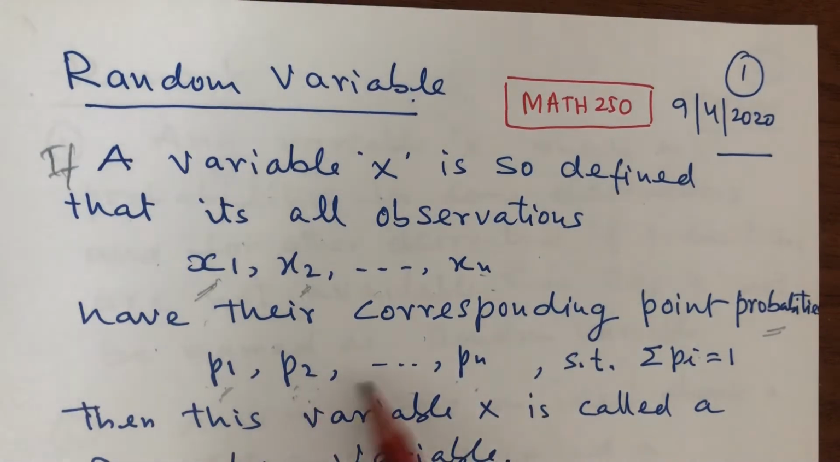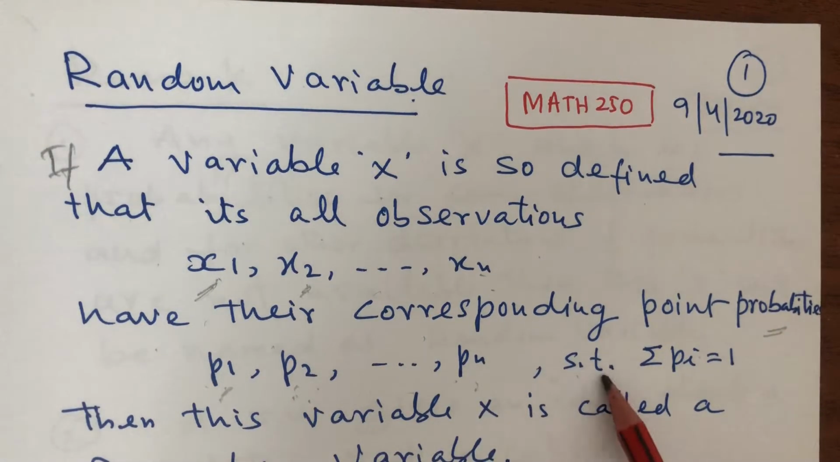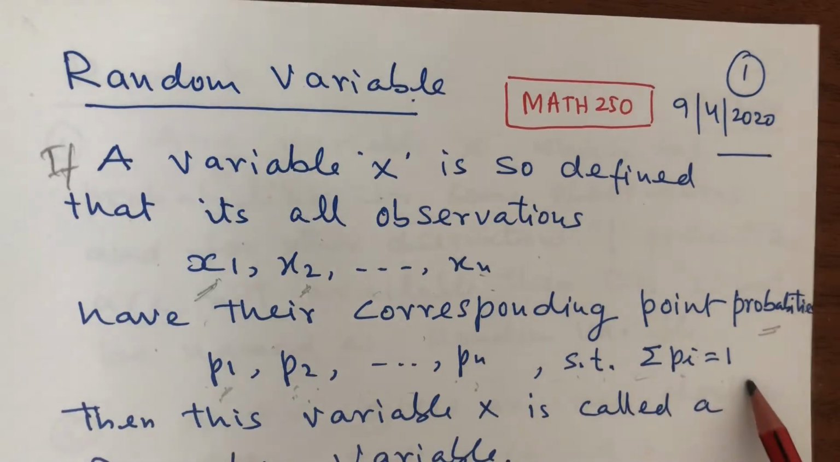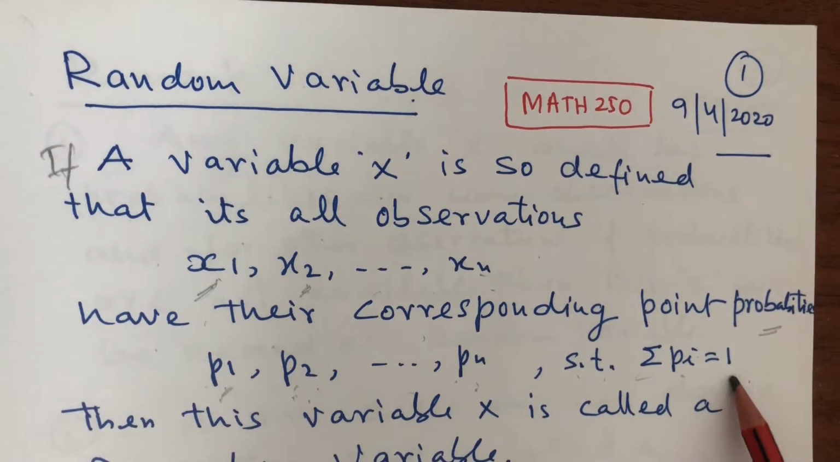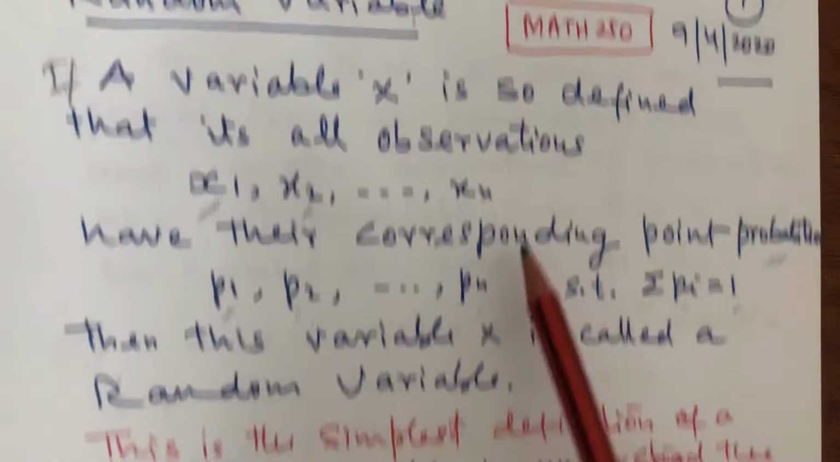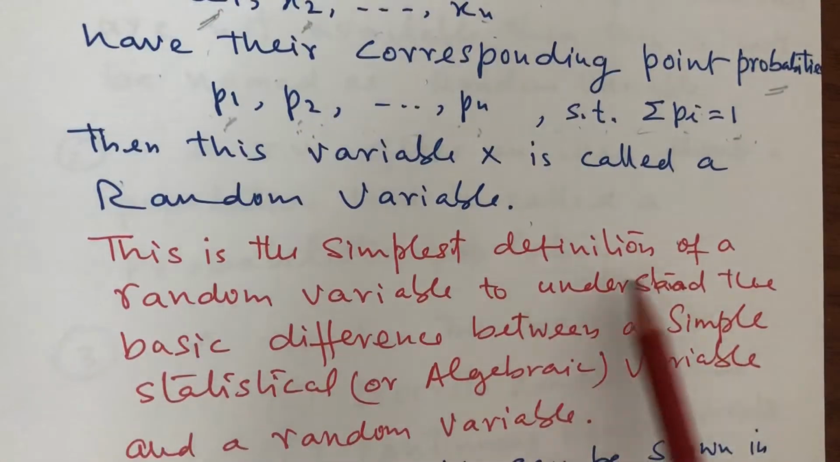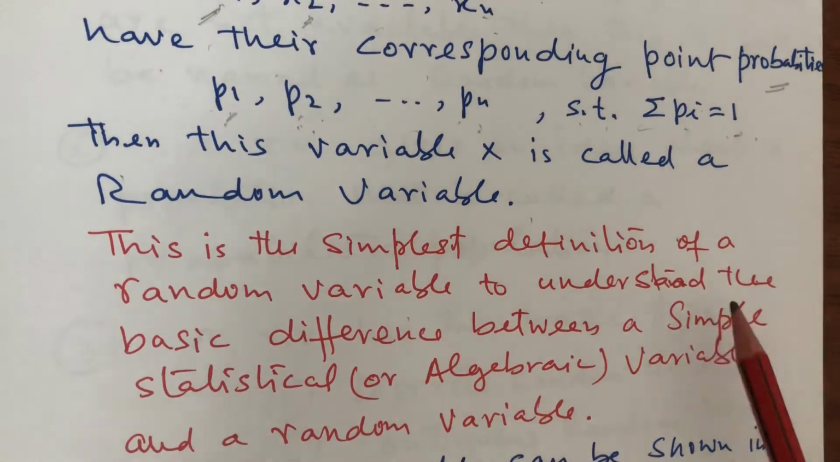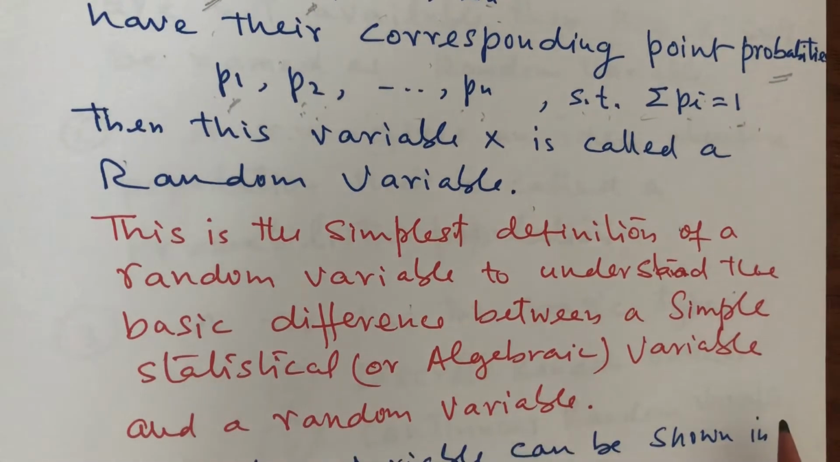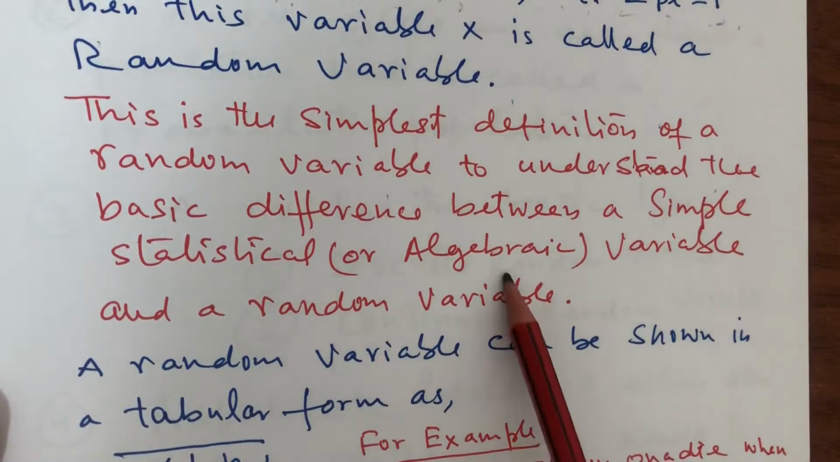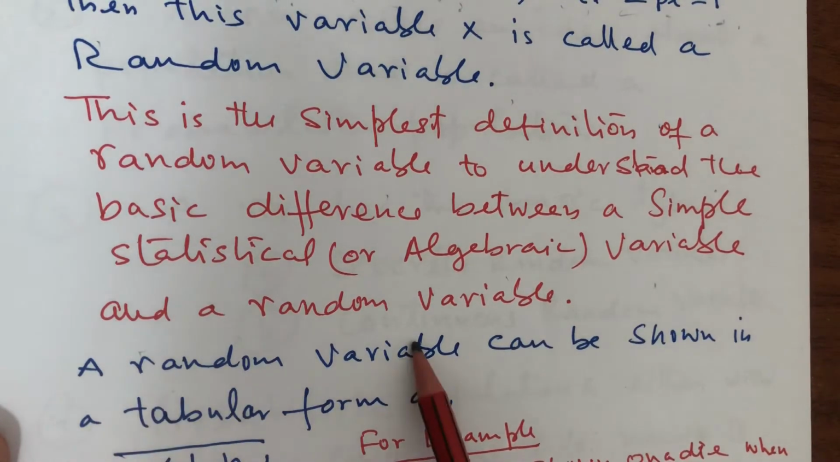And the condition for these point probabilities is that the summation of pi should be 1. This condition must be satisfied. Then this variable x is called a random variable. So this is the simplest definition of a random variable, to understand the basic difference between a simple statistical or algebraic variable and a random variable.